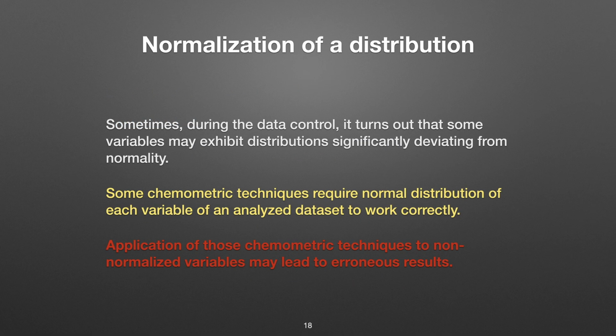Sometimes during data control, we discover variables whose distributions deviate strongly from normality. And this matters because some chemometric techniques require each variable to be approximately normally distributed in order to work correctly. If we apply such methods to badly non-normalized variables, the results may be misleading or simply wrong. So normalization is not a decorative luxury, it is often a practical requirement. In other words, before asking the method to be clever, we should first give it data that are not actively trying to sabotage it.